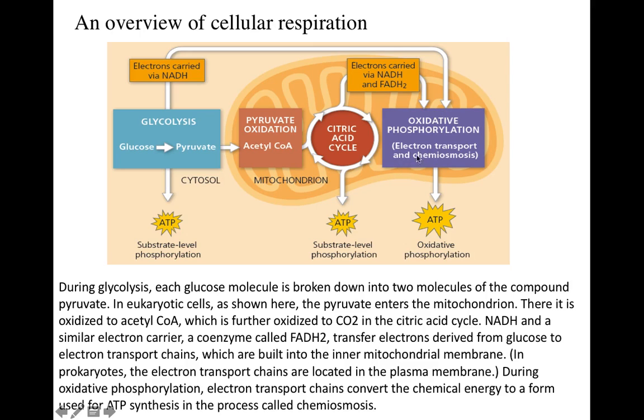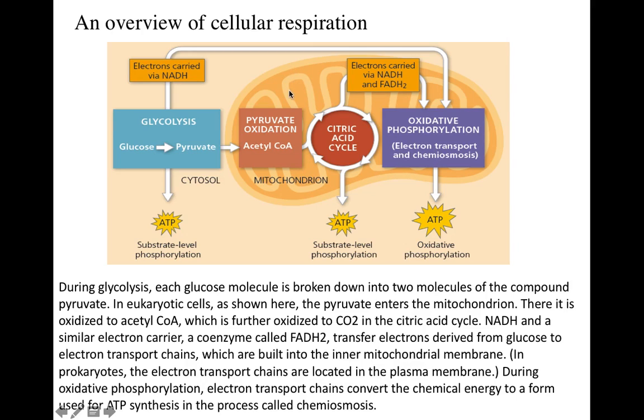Now, inside the mitochondrion, ATP synthesis is done by oxidative phosphorylation. Oxidative phosphorylation is the combination of two things. One is the electron transport chain. Electron transport chain is very simple. We'll talk about it later. What is electron transport chain? But this is basically here in this membrane. So there are several proteins.